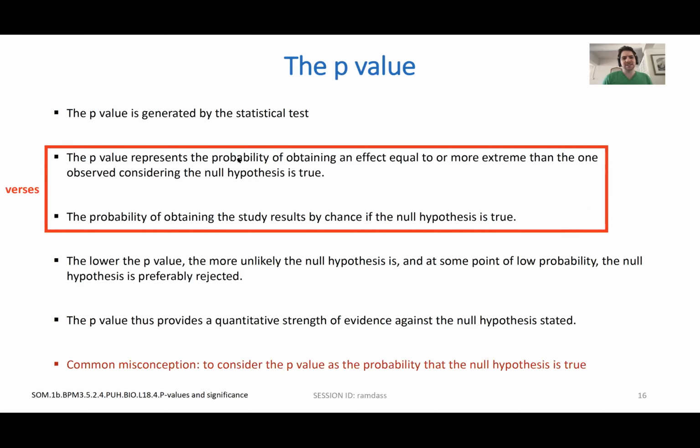So you're looking at differences here. The p-value is the probability of obtaining this result or one more extreme. Whatever your alternative hypothesis is, you're saying that there is a difference from just chance, that this circumstance will happen under these conditions. It's the probability of obtaining the study results by chance if the null hypothesis is true.